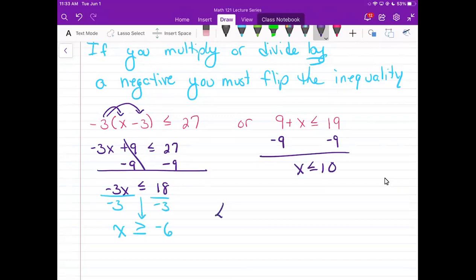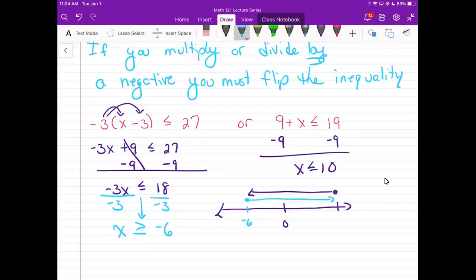When I put both of these on a number line, I go out to positive 10. It's a solid dot because it includes 10, and it's less than or equal to 10. And in the blue, I'm out at negative 6, and it's greater than or equal to negative 6. Notice that as an interval notation, this goes all the way from negative infinity to positive infinity.